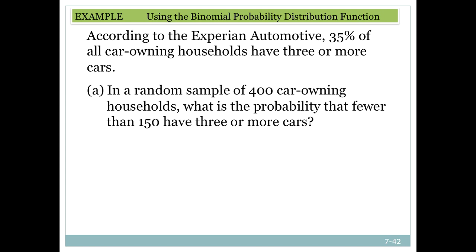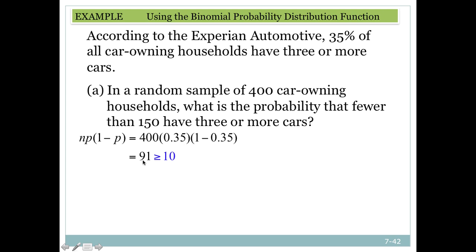The sample size is really large, it's 400. So using our table, we don't really have a way of doing this. We could use StatCrunch or some other technology to calculate it, but we wouldn't be able to look it up on our binomial table because the largest sample size we have is only 20. The first thing we want to do is make sure that we would be able to use the normal distribution as an approximation. To do that, we have to check that n times p times 1 minus p is at least 10.